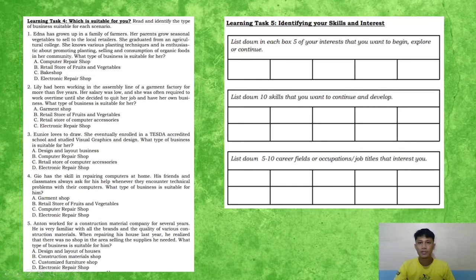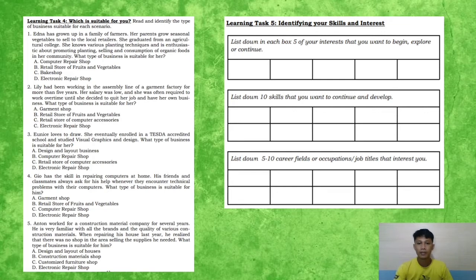Next. Learning task 5, identify your skills and interests. First one, list down in each box your interest that you want to begin, explore, or continue. Take note, 5. Kailangan mag-isip tayo ng 5 na interesado tayo. Okay, next, list down 10 skills you want to continue and develop. So, what are those skills? Base doon kanina sa pre-assessment ninyo, yung kauna-unahan na table, alin ba doon yung mga kailangan nyo pang skills na ide-develop pa or patuloy nyo pang gagawin para at least ma-identify nyo pa rin kung talagang pwede na kayo mag-put up ng isang business.